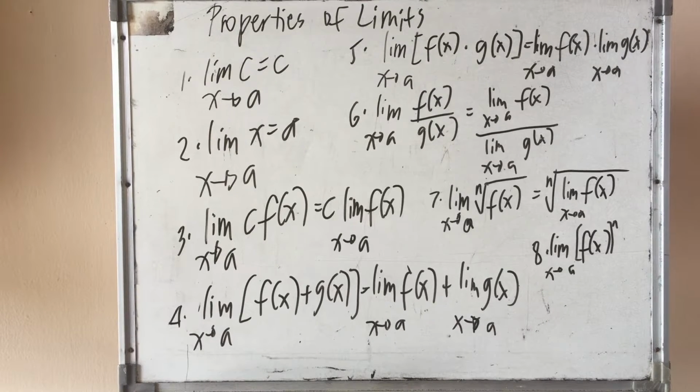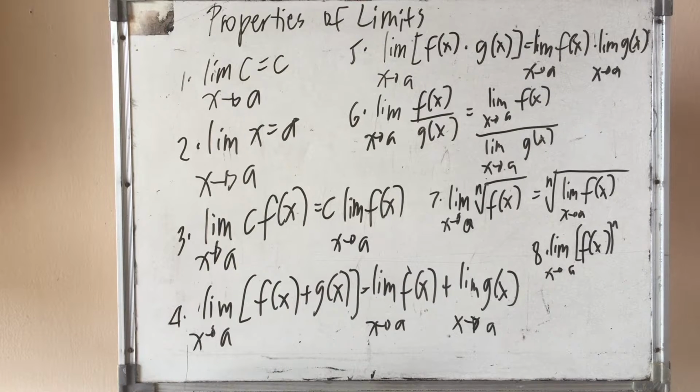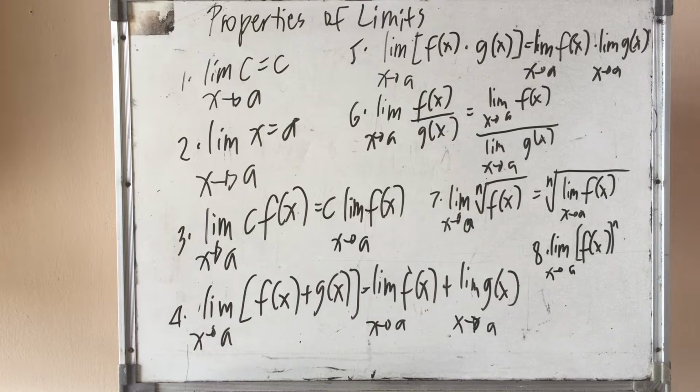Properties of limits. So we have 8 properties of limits. First is the limit of a constant c, which is equal to c. Limit of a constant c as x approaches a is equal to c. Next, the limit of x as x approaches a is equal to a. Third is the limit of a constant c times f of x as x approaches a, which is equal to c times the limit of f of x as x approaches a.